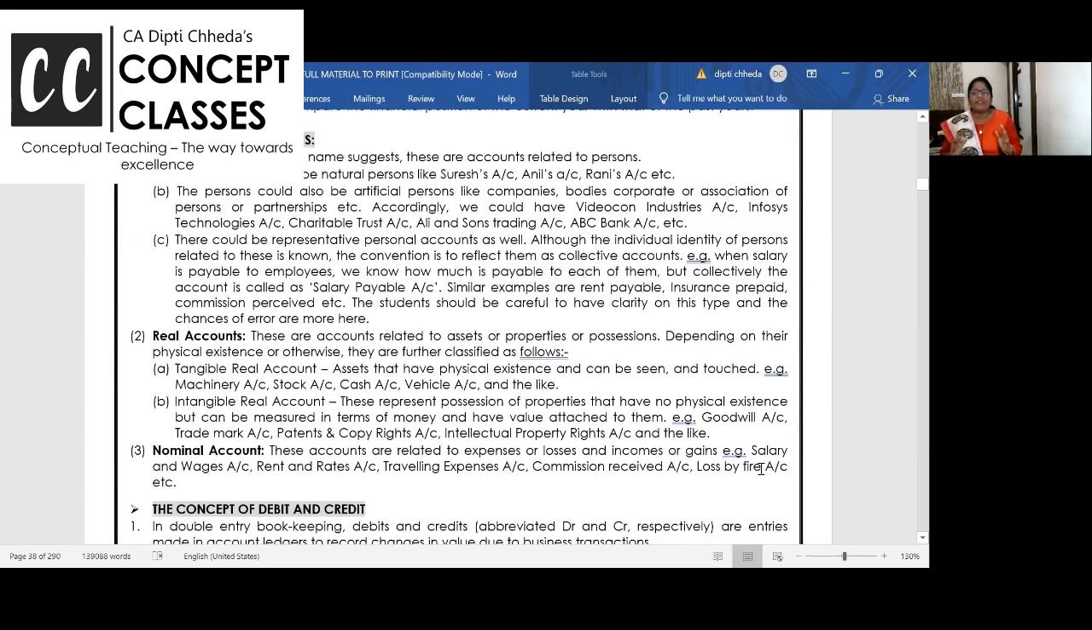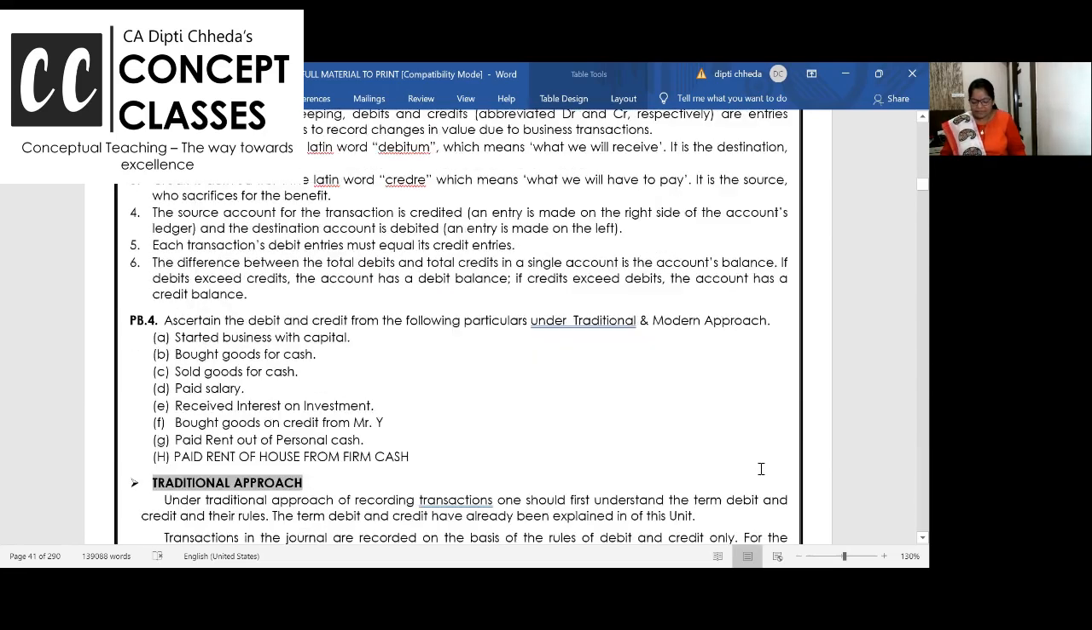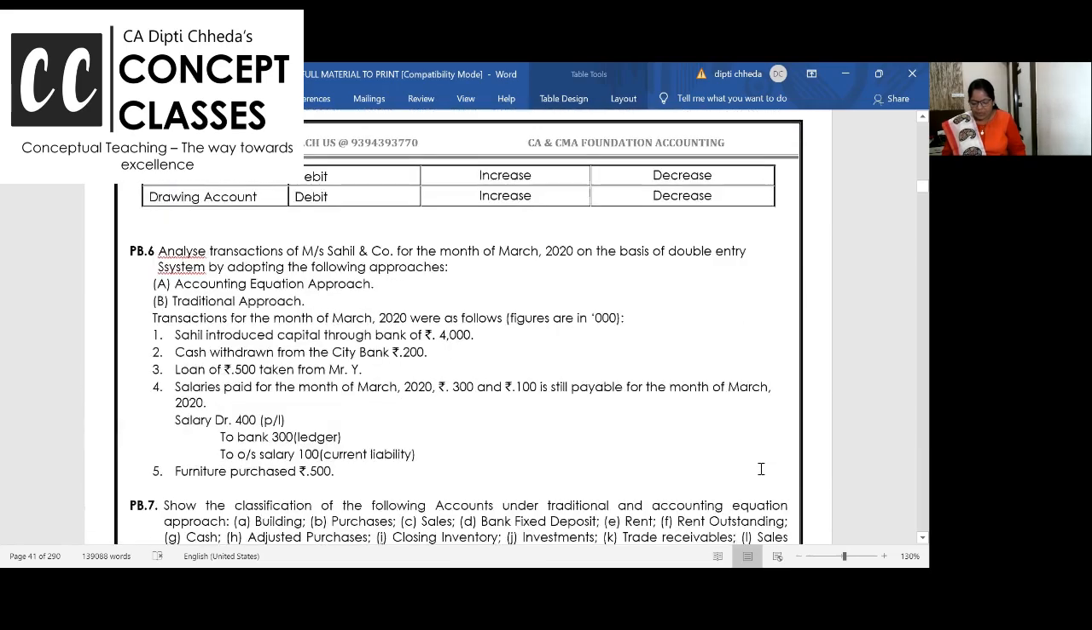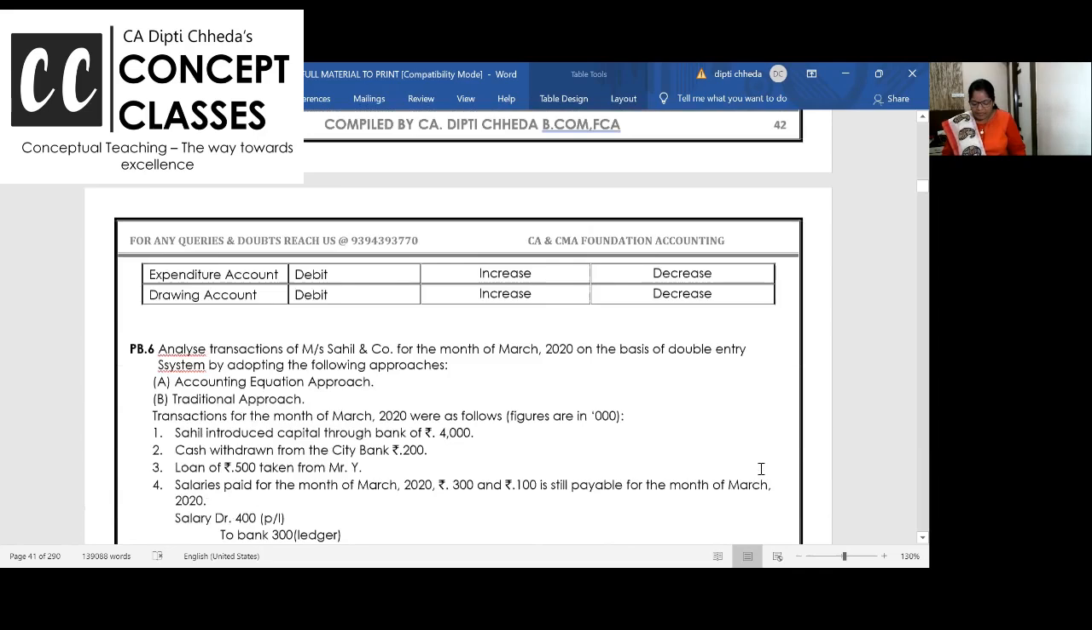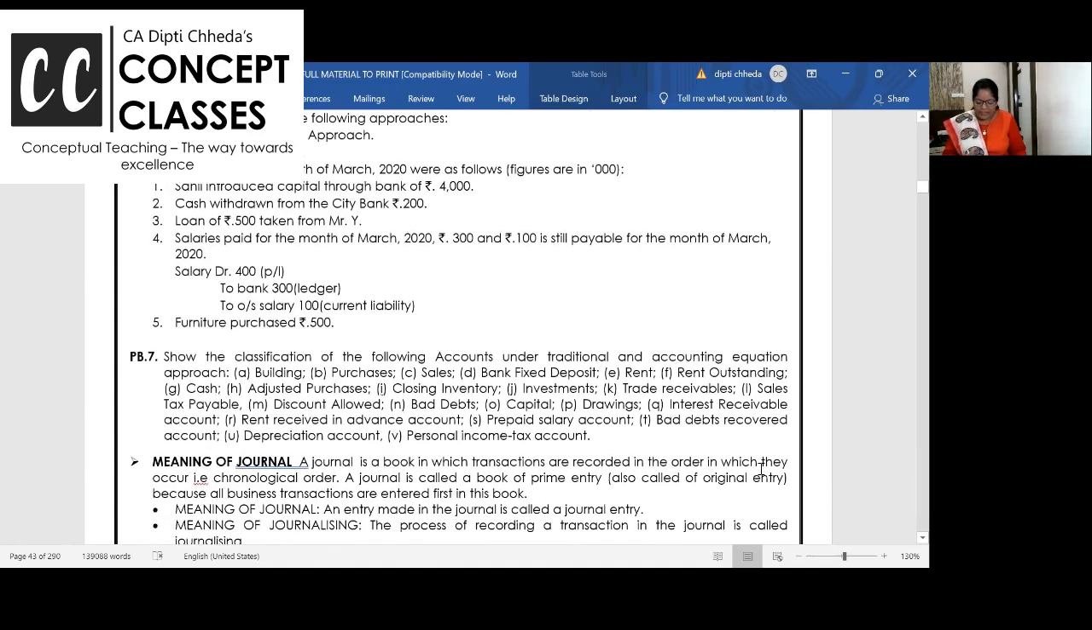What are the types of accounts? If any single student in the class has a doubt, please ask. What are the types of accounts? Personal account, real account, nominal account. The concept of debit and credit. Fourth question was practice, we can skip. We have seen the golden rules. And fifth and sixth problems, we have done 3 in 1. We have recorded journal entries with the traditional approach, with the modern approach, and then we made the equation also. So I hope it is clear.